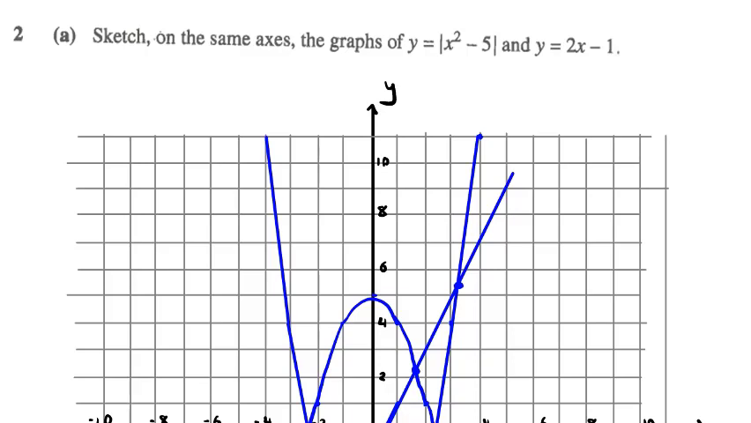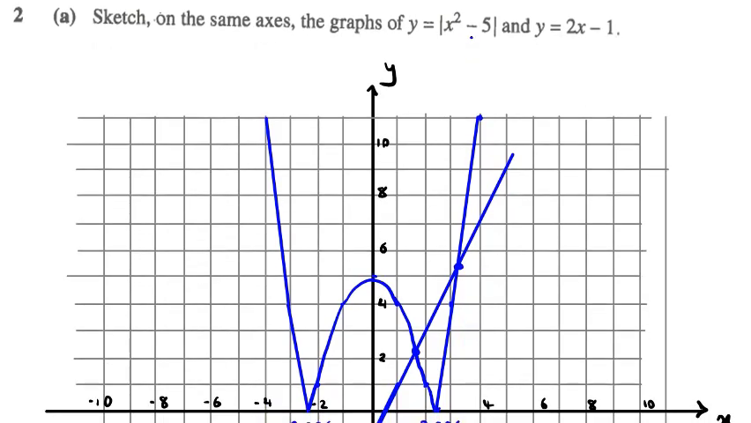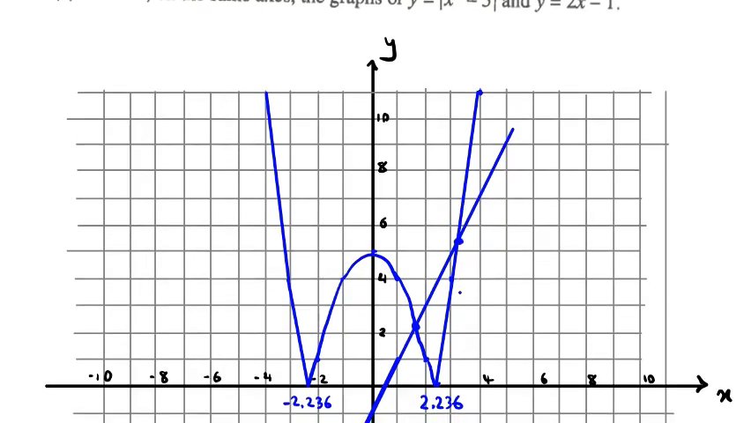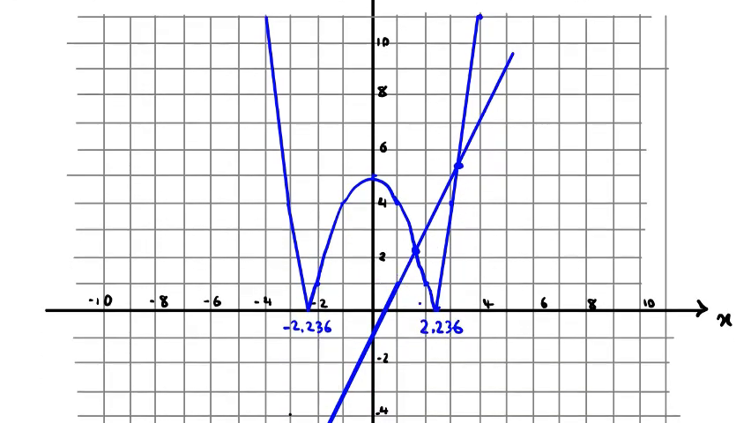Cambridge International Education H2 A Level Paper 1 2021, Problem number 2, Part A. Sketch on the same axis the graphs of y equals absolute value of x squared minus 5 and y equals 2x minus 1. 2x minus 1 is a line, and x squared minus 5 you can at first draw completely and then consider absolute value. So this part is negative in x squared minus 5. You should consider the positive one. And then if you draw, you will see these two things also.